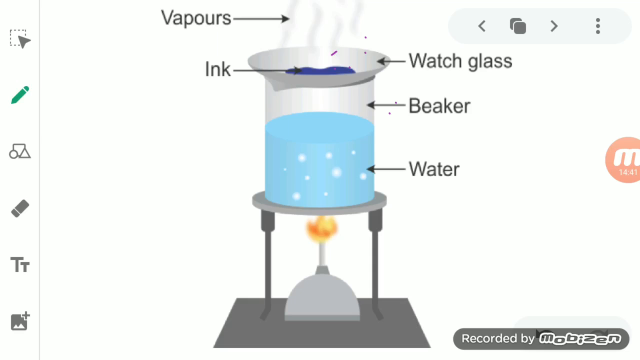This process can be carried out on a large scale also, that is, we can obtain salt from sea water. And the second one, we can separate the ink, that is, the mixture of a dye in water, or we can separate the component of the ink from the water.